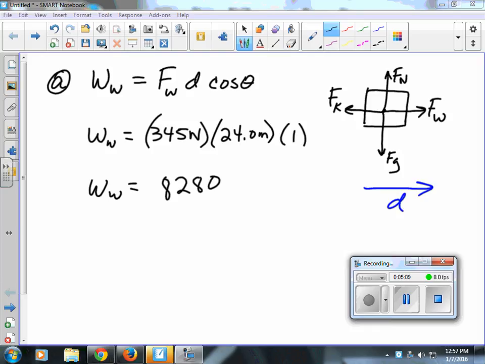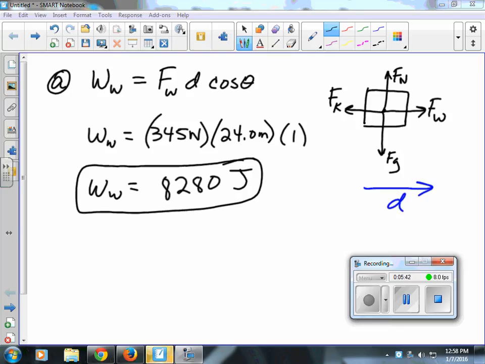These measurements have how many sig figs each? 345 has 3 sig figs, 24.0, 3 sig figs, so this should be 3. Yep, we're good. What's the unit? Joules. Okay, good. What's the definition of a joule? A newton times a meter. Good. Yay. You're done with part A.